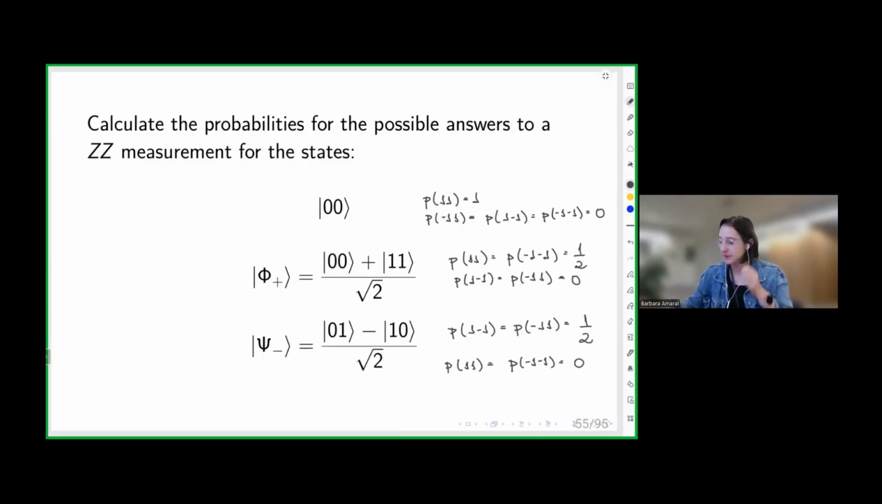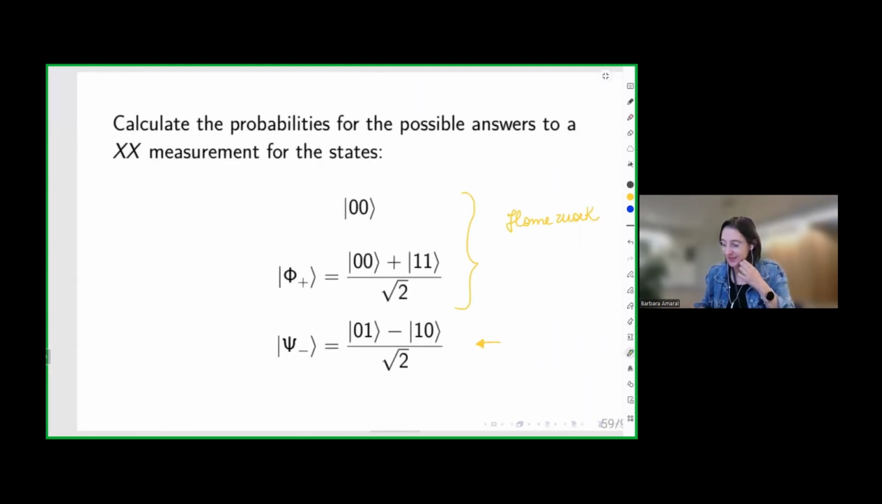about correlation. So if you see here, there is a correlation here on the outcomes for the measurement of Z. So anti-correlation, if you will. So I know that the outcomes will always be opposite for this state. Here you have correlation, perfect correlation. The outcomes will always be the same.